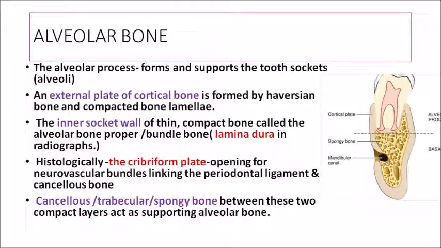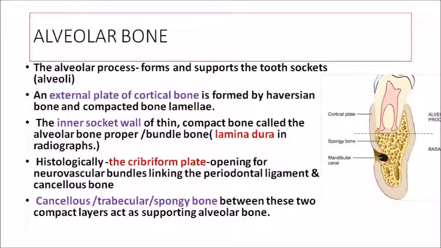The alveolar process has an external plate of cortical bone. See the figure. There is an outer plate which is formed by Haversian bone and compact bony lamellae. Then we have an inner socket wall. Inner socket wall means it is immediately near the tooth root, or it forms the socket wall. It is also a thin compact bone, and it is also known as alveolar bone proper or bundle bone. Why bundle bone? Because bundles of collagen fibers from the periodontal ligament are inserting into this portion, the alveolar bone proper.